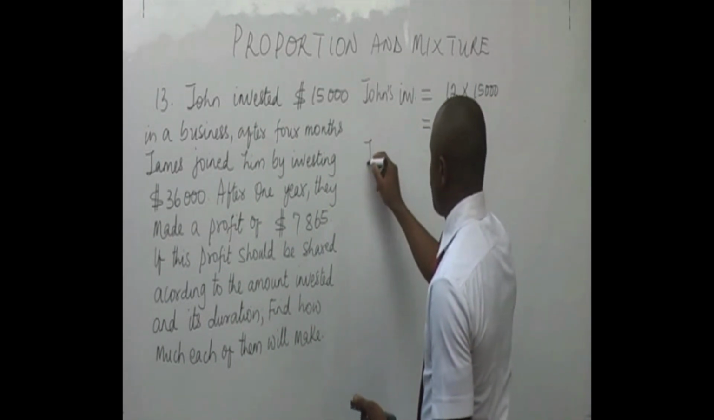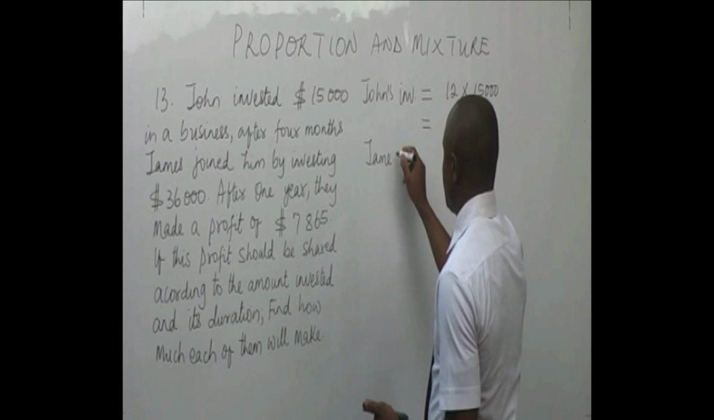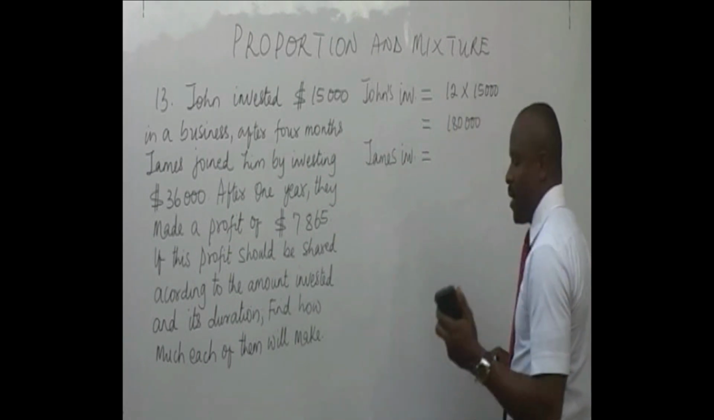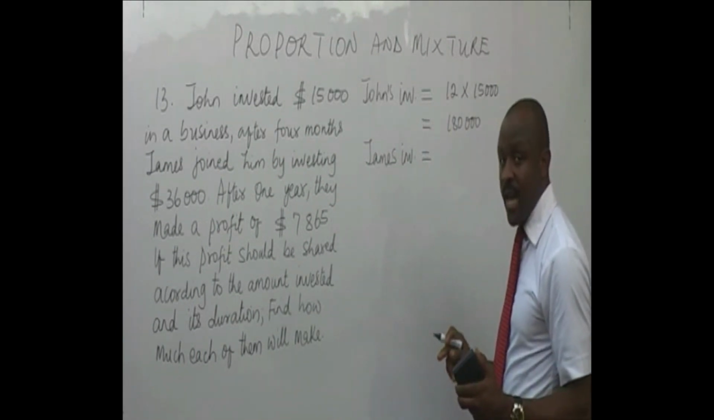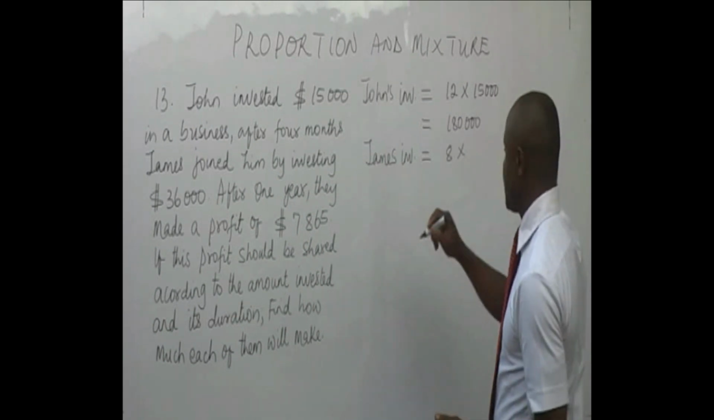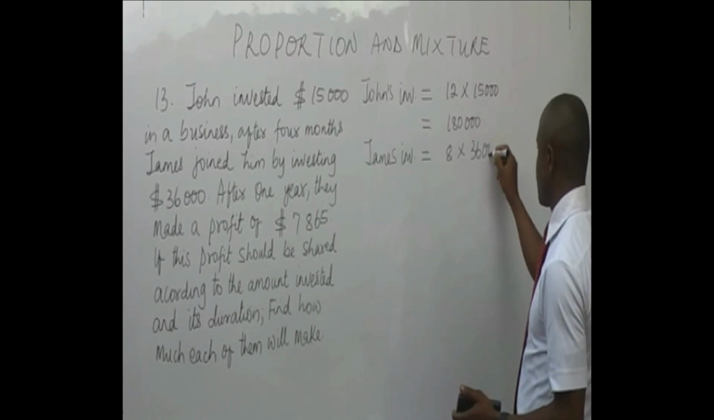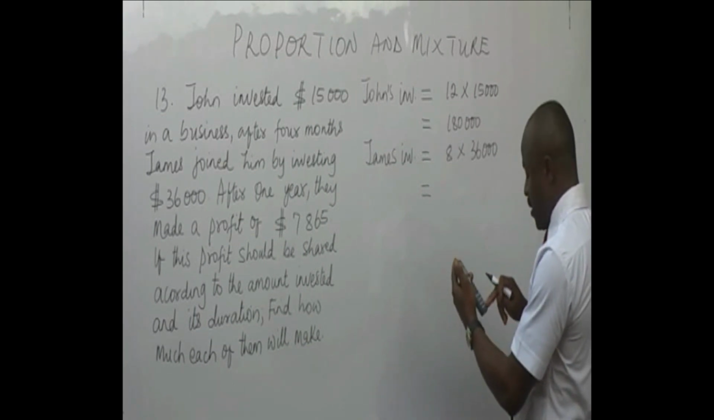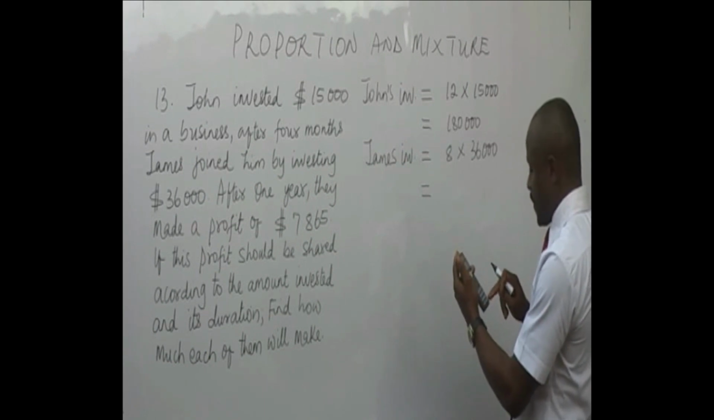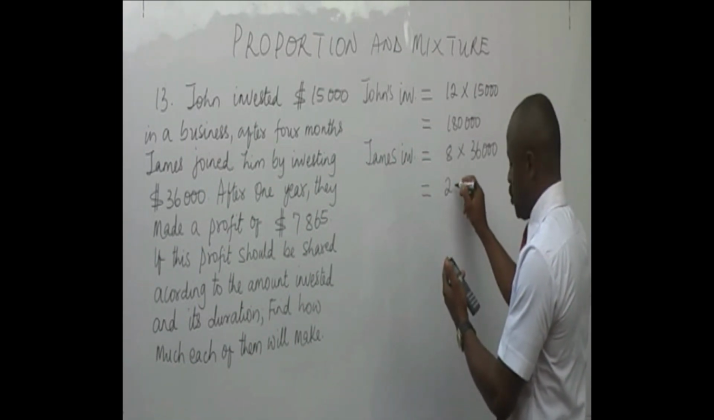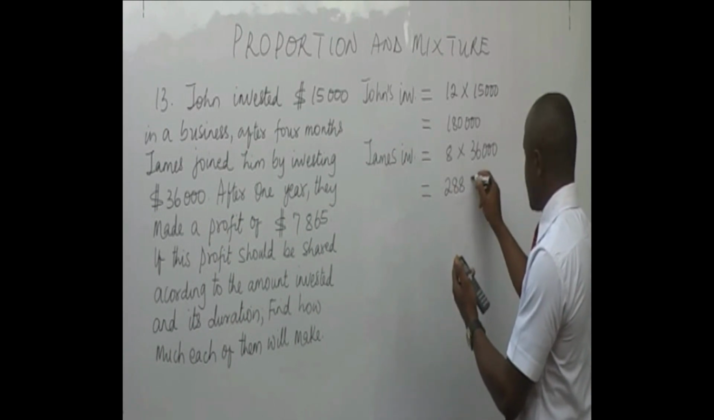Then James, who joined him after 4 months, his investment will amount to 12 minus 4, which is 8, times the amount he invested, which is $36,000. 8 times 36,000. James' investment is worth 288,000.